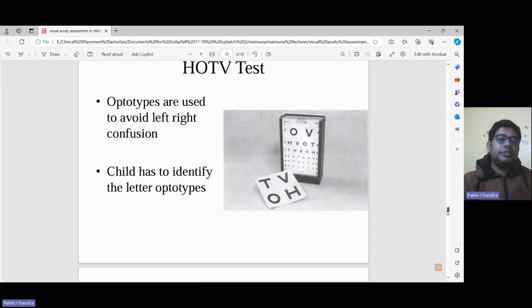Again, in the HOTV test, optotypes are used to avoid left-right confusion, and the child has to identify the letters of the optotype: T, V, O, H. We have to mark which letter is where. If the child can see the letters and mark them, then we can identify how much the child's visual acuity is.